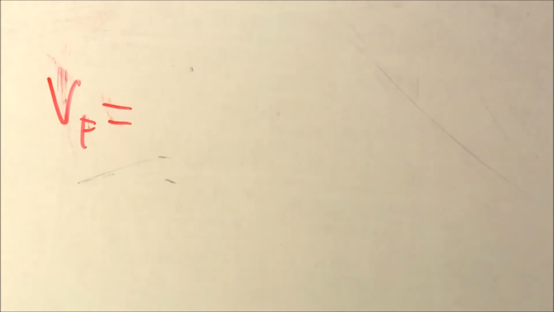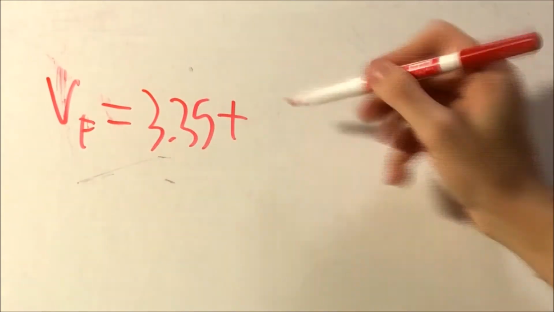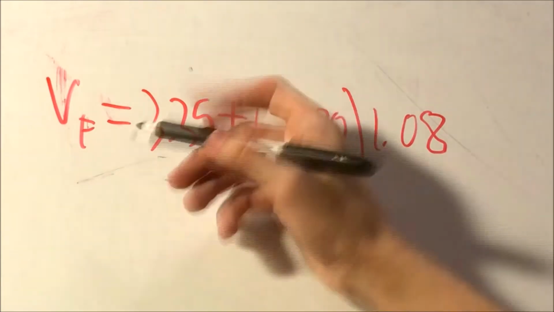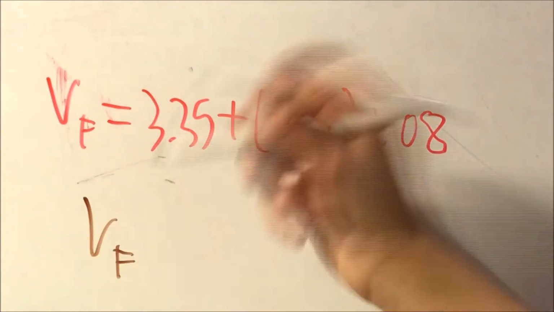Then to find final velocity, we took initial velocity plus acceleration due to gravity times time to get a final velocity of negative 7.24 meters per second.